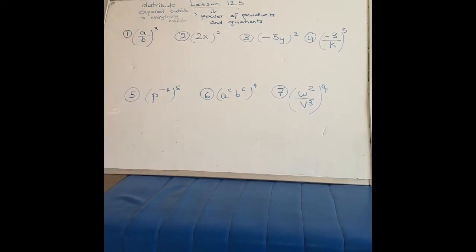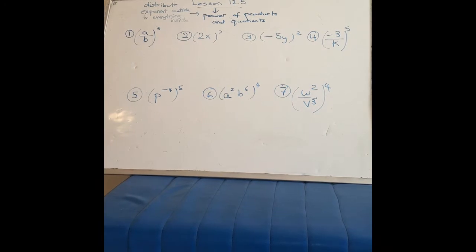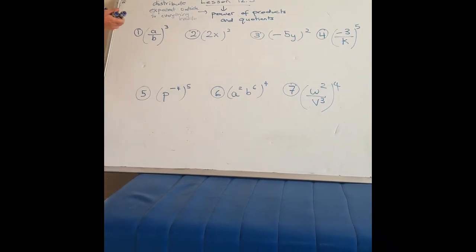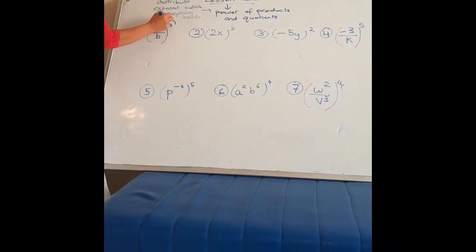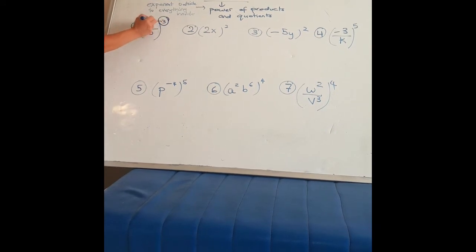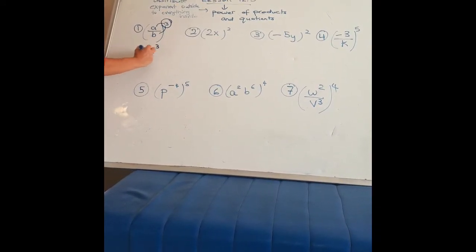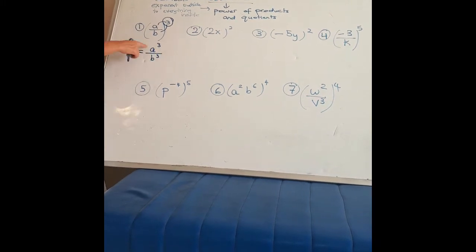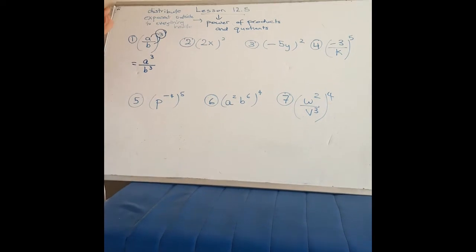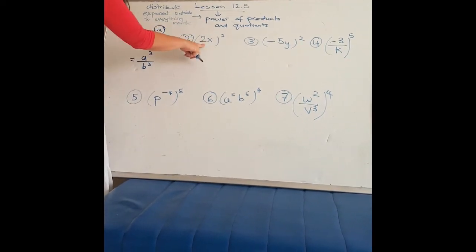The first example I have is a over b to the third power. What do I do? I need to distribute the 3 into the a, into the b. So my answer is a^3 over b^3. Are they similar? No, so I cannot simplify them. That's my answer.